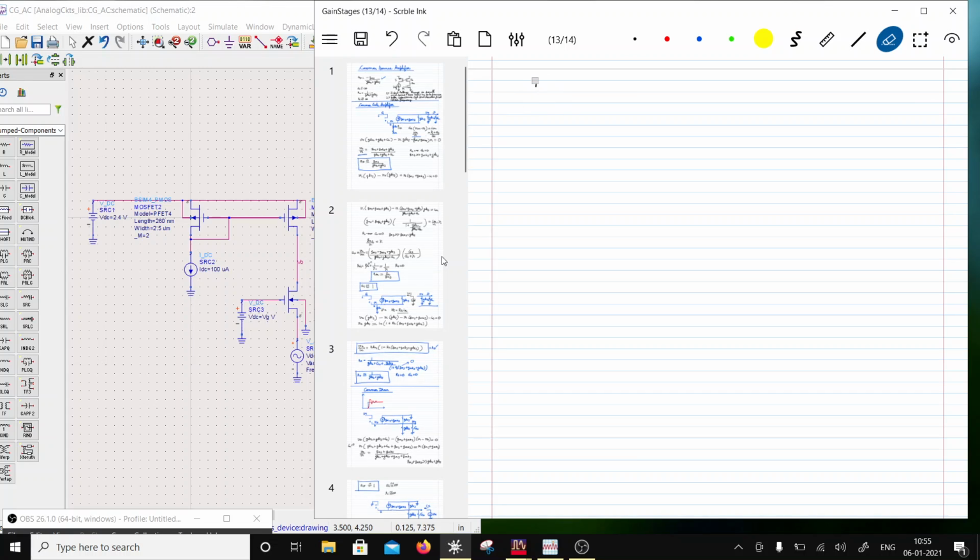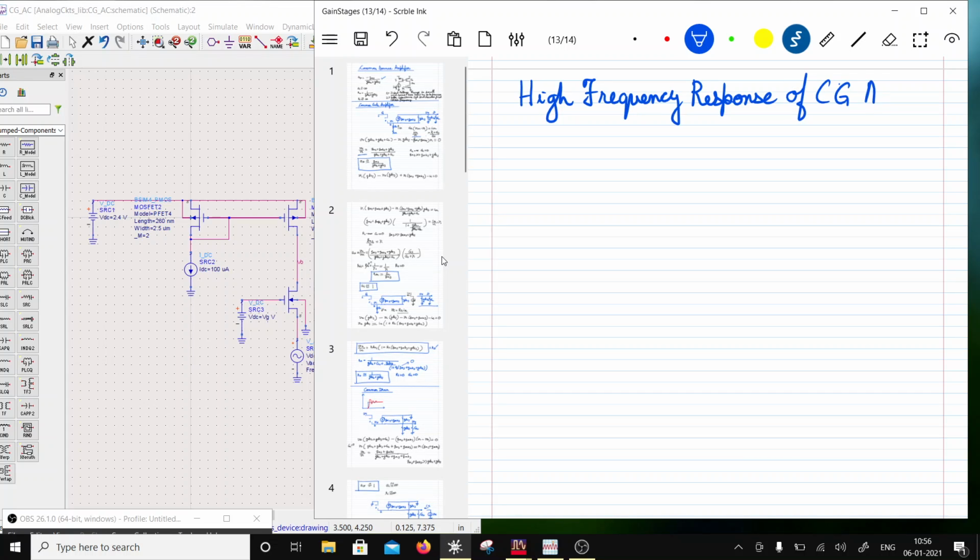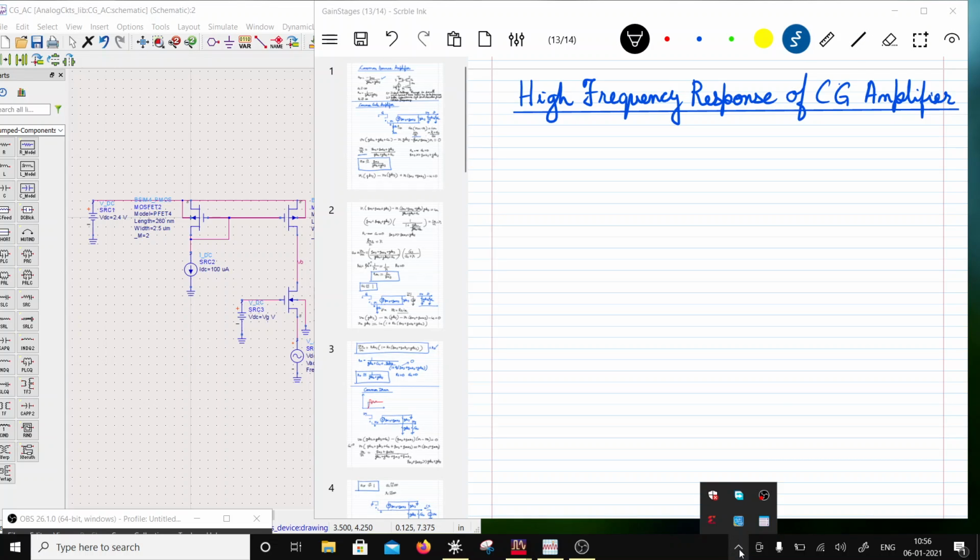High frequency response of common gate amplifier. Okay, so let me first draw the diagram of a common gate amplifier with all the capacitors.